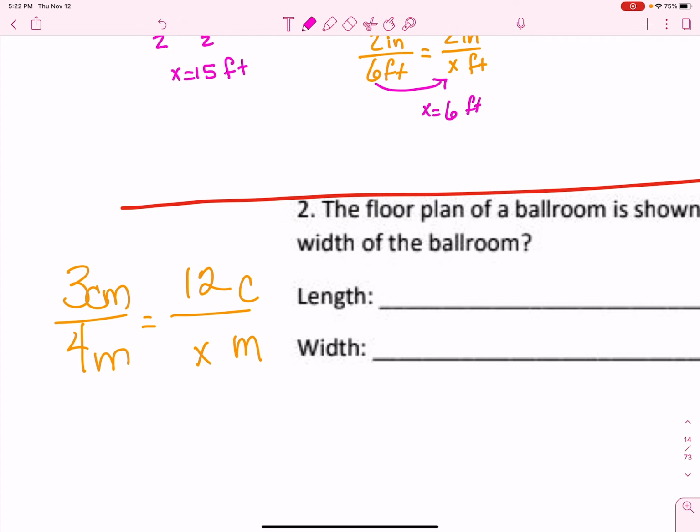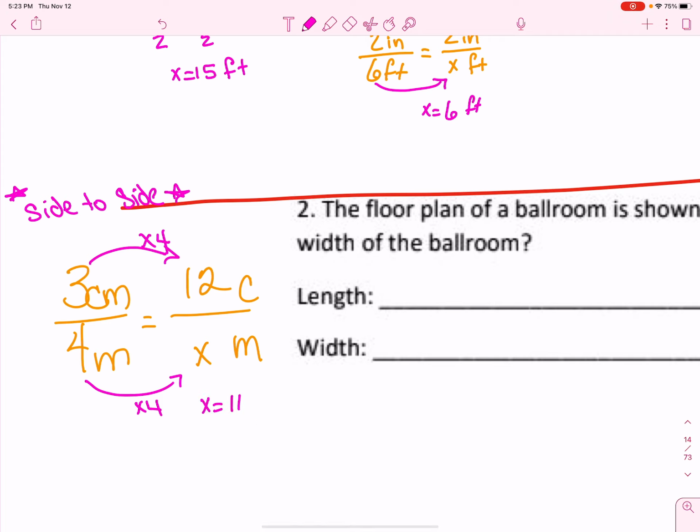So this is what's missing. So before I cross multiply, divide, do we see any side-to-side comparisons? I'm going to say, write that down, side to side. Okay, I can tell right now that my side-to-side comparison is times 4. So down here, I can do times 4. So what is 4 times 4? Right, that's going to be 16 meters. And that's my length. So my length is going to be 16 meters long.